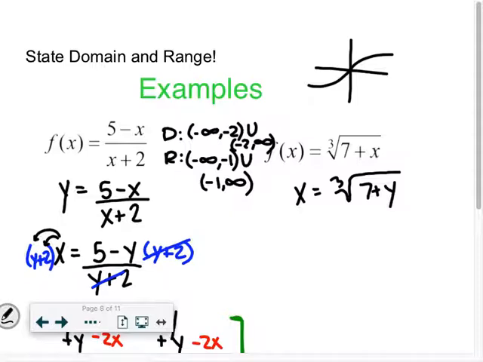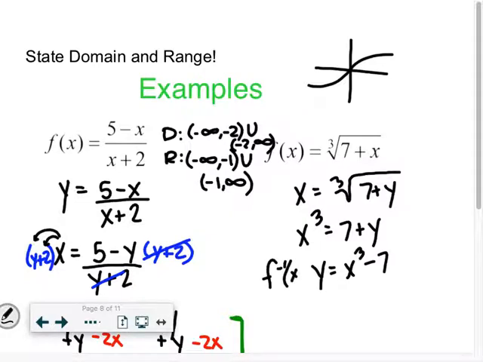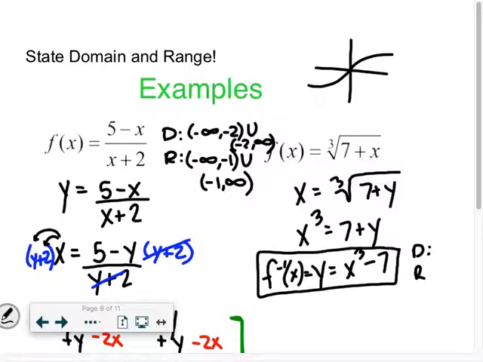What steps will you take to get y all by itself? Cube both sides. We have to get rid of this cube root. So that's x cubed equals 7 plus y. And then subtract 7. So y equals x cubed minus 7. And if you want, you can label that f inverse of x, or you can call it just y. Either one is acceptable. And then we have to do domain and range.